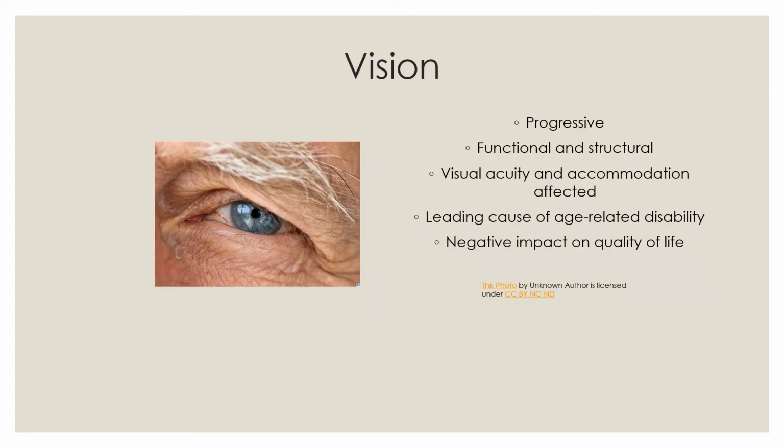There are many functional and structural visual changes in older adults. Although vision loss is not an inevitable part of the aging process, age-related changes may contribute to decreased vision. Vision loss is a leading cause of age-related disability.